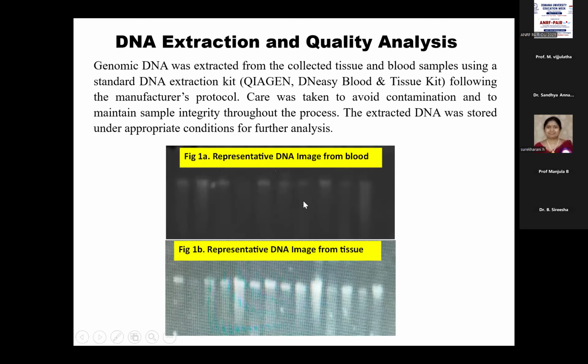This is the representative image. We could get pure DNA, and this is a 0.8% agarose gel. We could isolate the DNA from both blood and tissue samples, eutopic and ectopic.